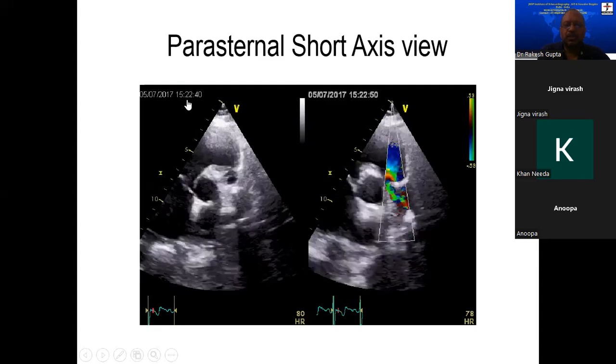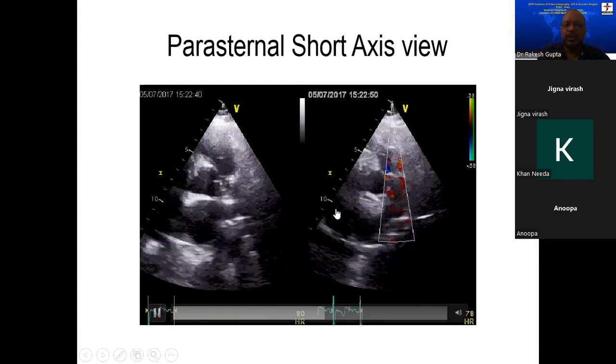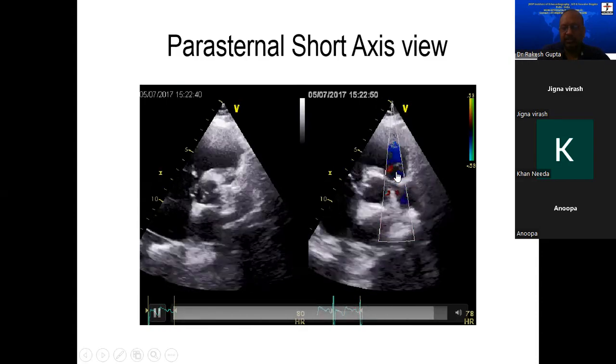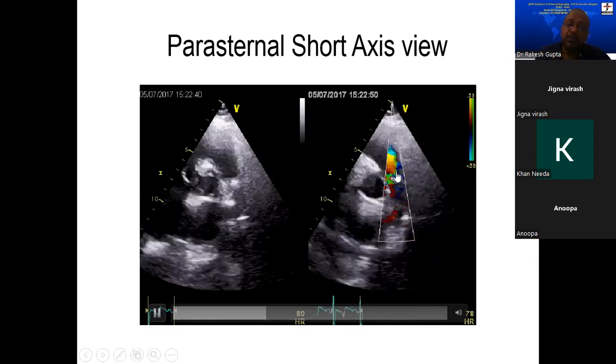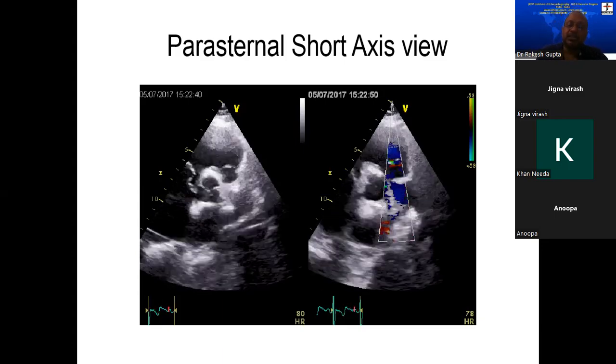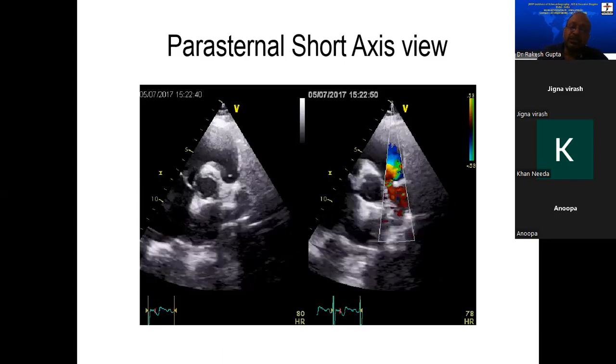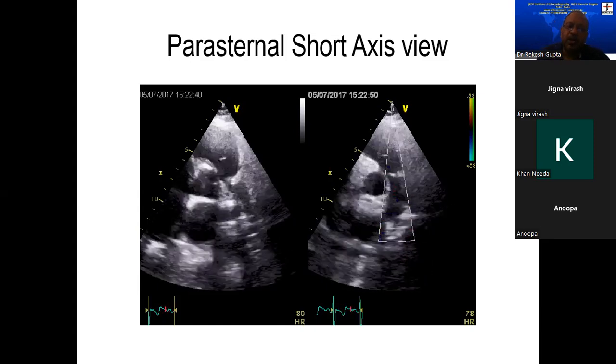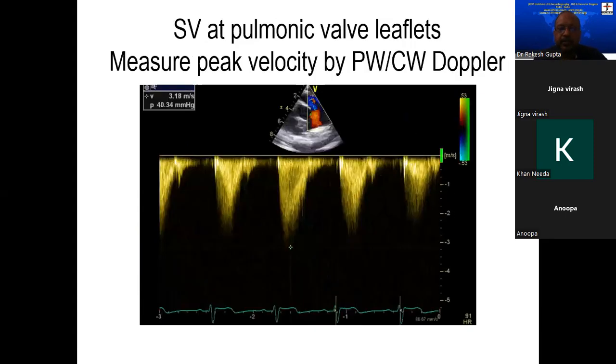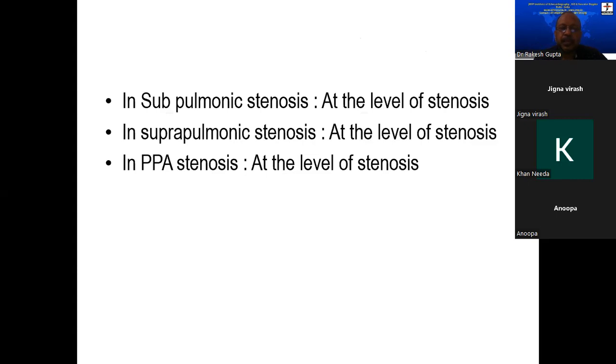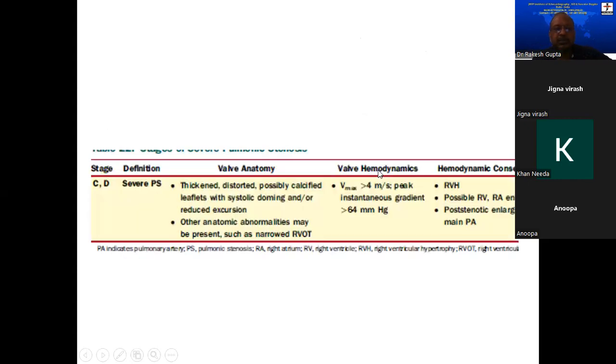How to assess? Always use the parasternal short axis view at the aorta and focus on the pulmonic valve. And remember, make me remember when I'm showing you live demonstrations. In that live demonstration, just ask me, I'll show you a view of how you can really focus on the pulmonic artery. So subpulmonic is at the level below the stenosis, supra is distal to the stenosis, and peripheral pulmonary stenosis is at the level of stenosis.